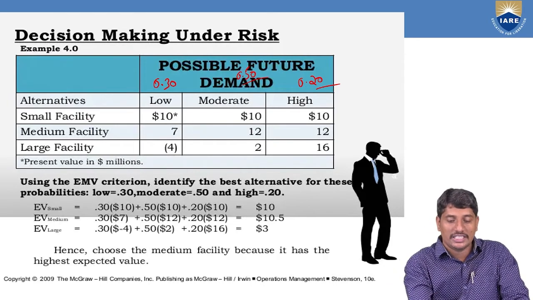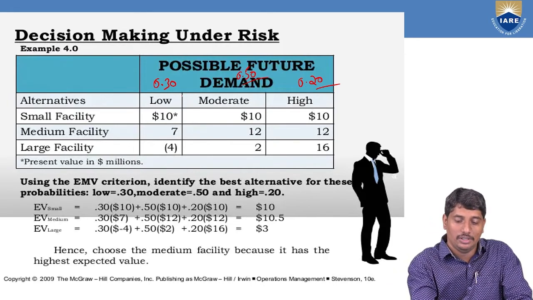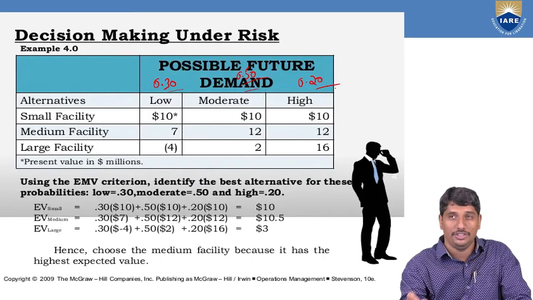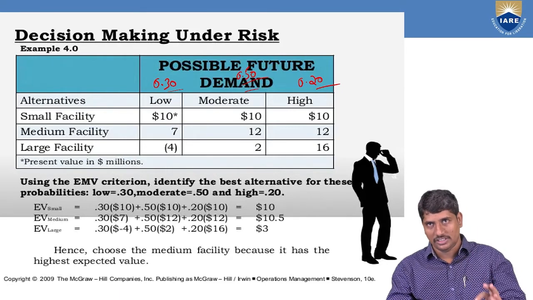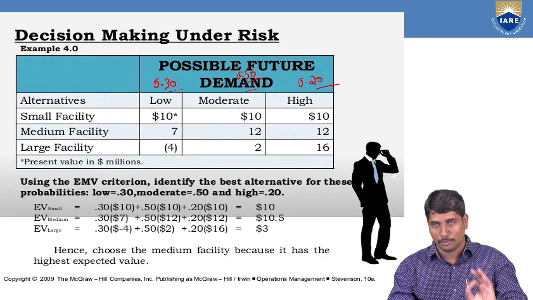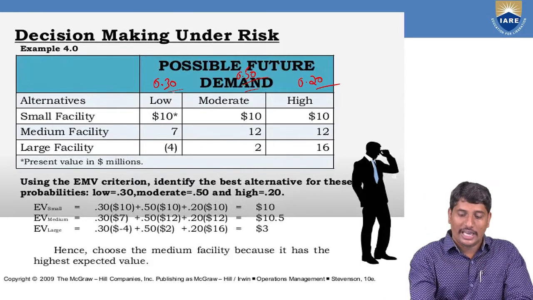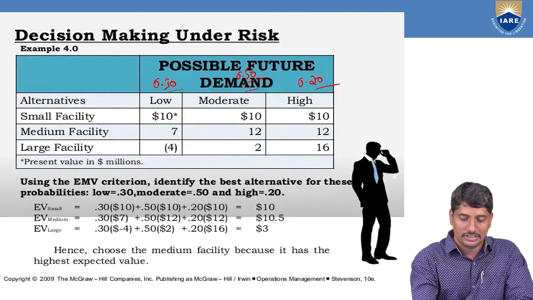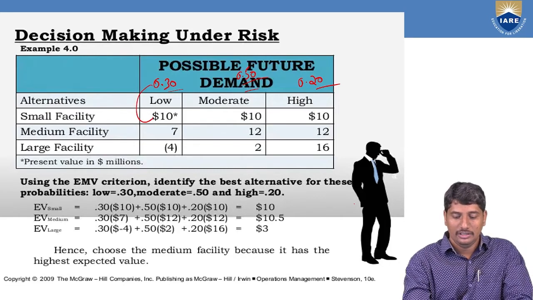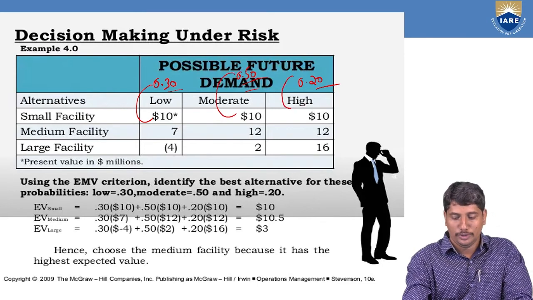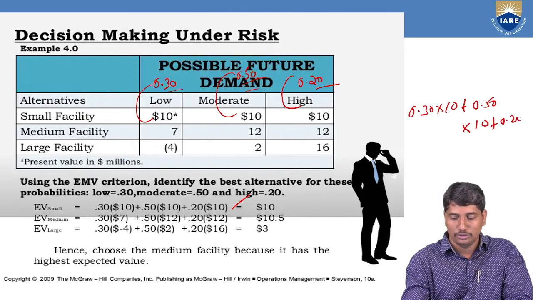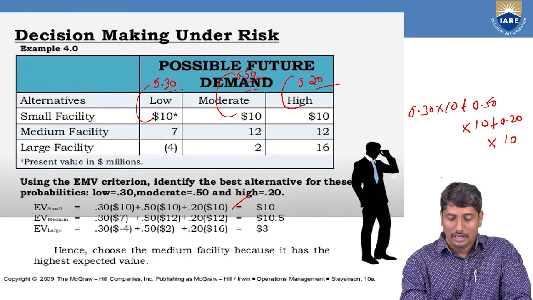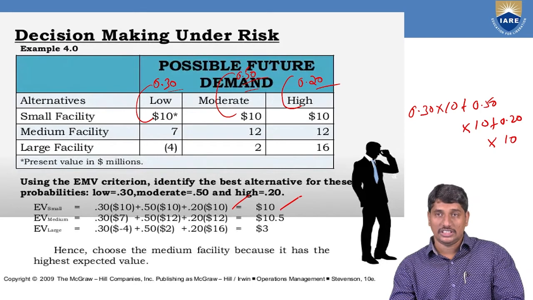So we are assigning each uncertain component a probability. The probability of having low demand throughout the year is 30%. The probability of having moderate demand is 50%. The probability of having high demand is 20%. Now we calculate the corresponding weighted sums, that is 0.30 into 10 plus 0.50 into 10 plus 0.20 into 10, and we get $10 million. On an average, it is saying $10 million.